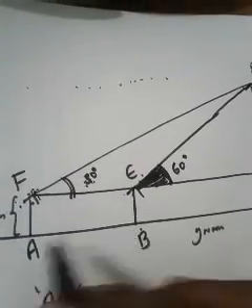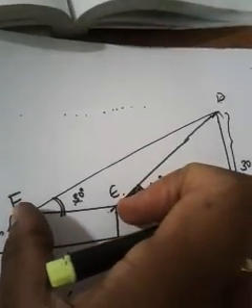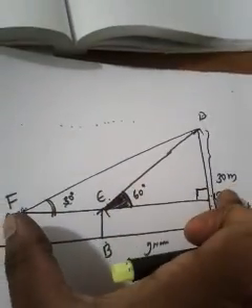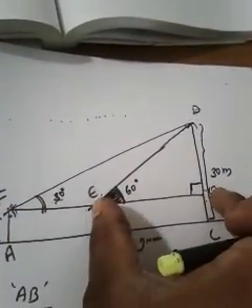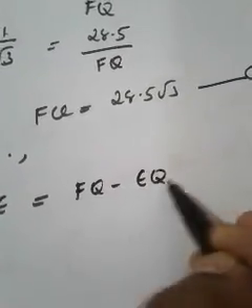AB we have to calculate. AB is nothing but FE. And what is FE now? How will we get FE? FE is nothing but FQ minus EQ.